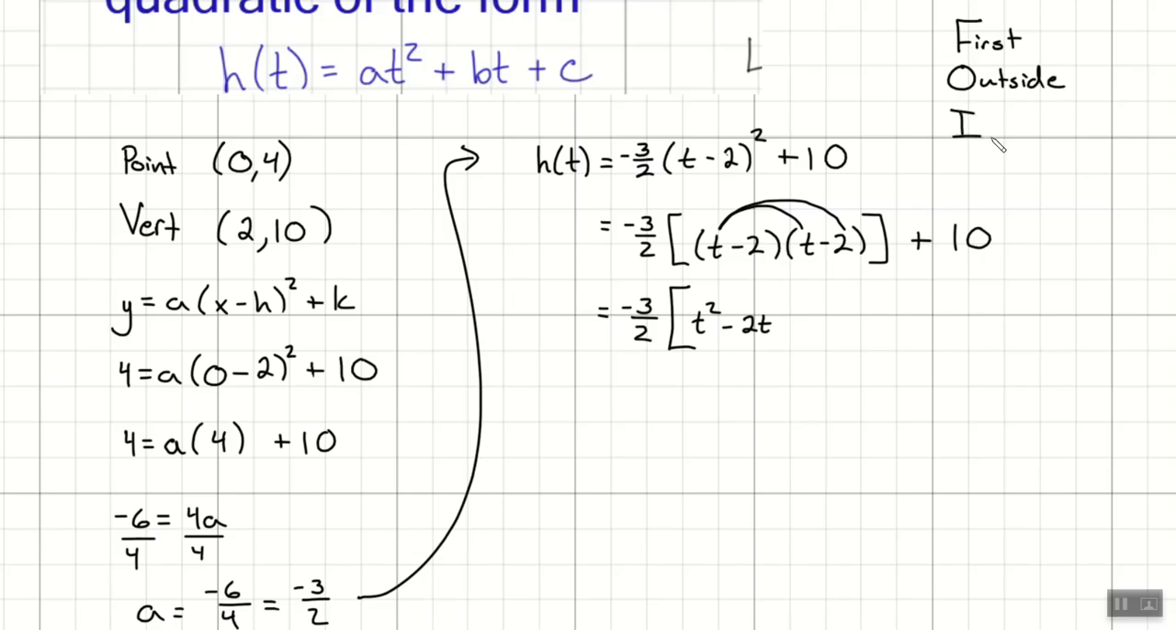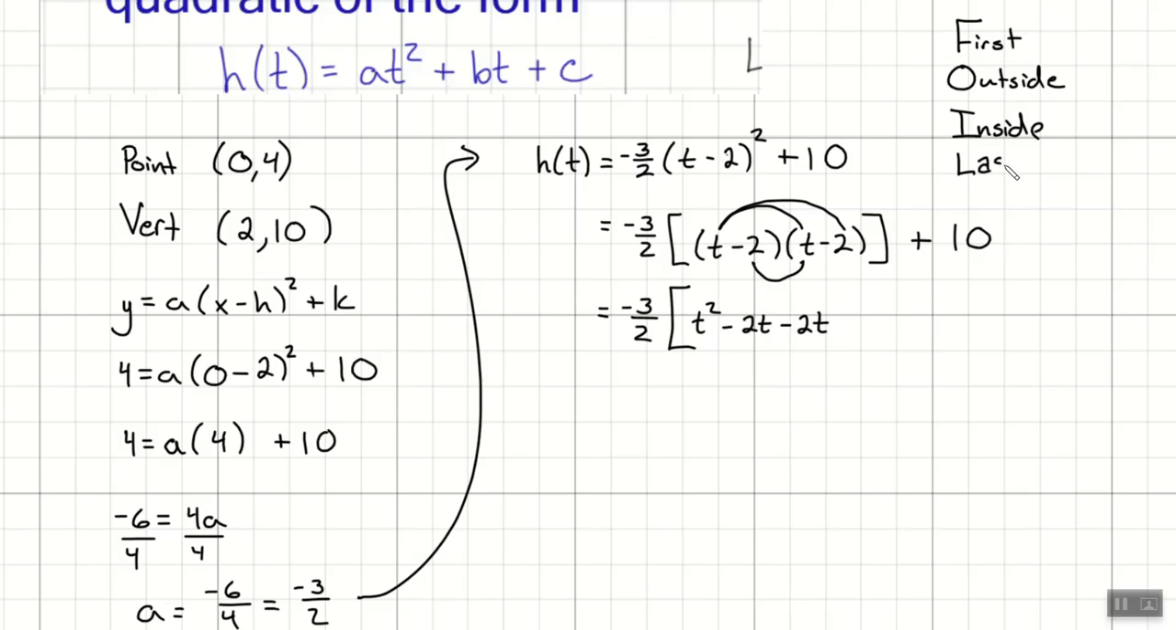What does the I in FOIL stand for? The inner or inside. What is the most inside piece of this one? So that's outside. What about the inside? This is the inner section, right? -2, and what's the inside piece here? So let's multiply those two. What's -2 times t again? -2t.